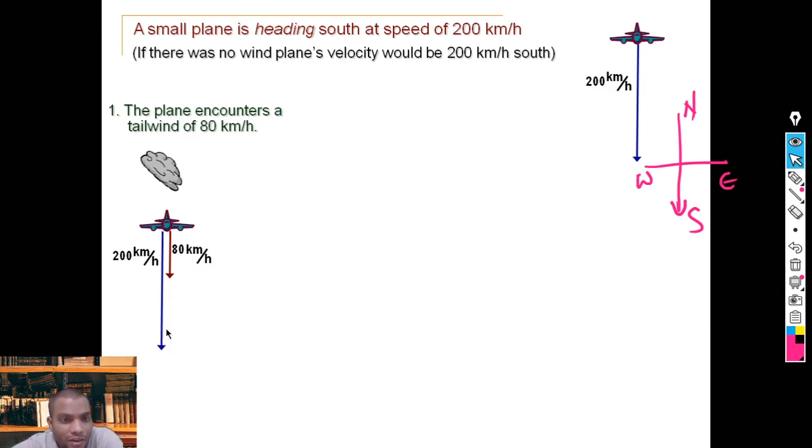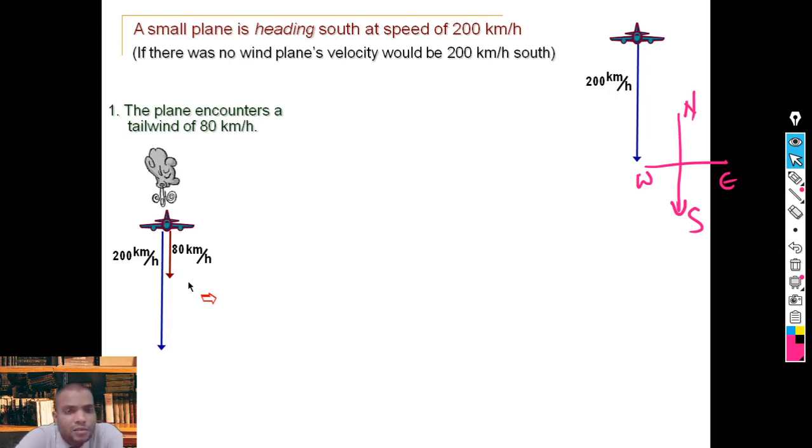Now here, one is plane velocity, another one is wind velocity. They both have magnitude and they both have direction. They both are representing the south direction. What could be the resultant? In this case, the plane will move with the same velocity or greater velocity.